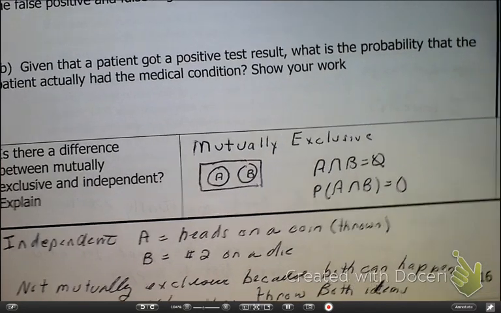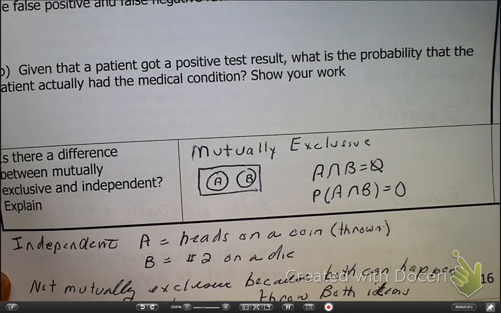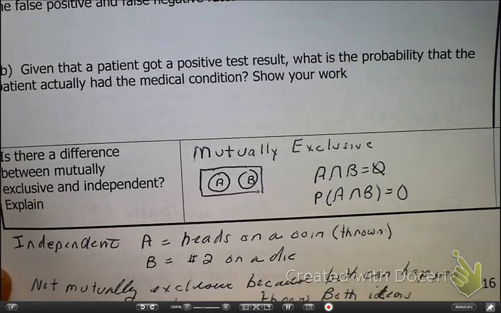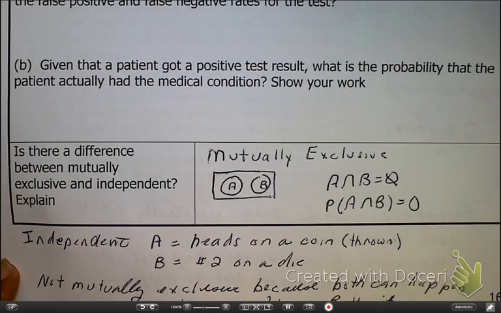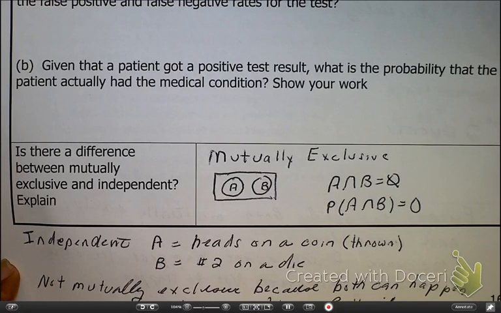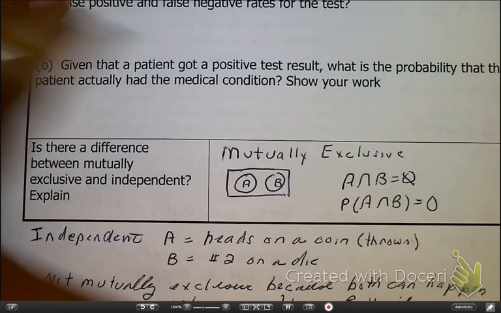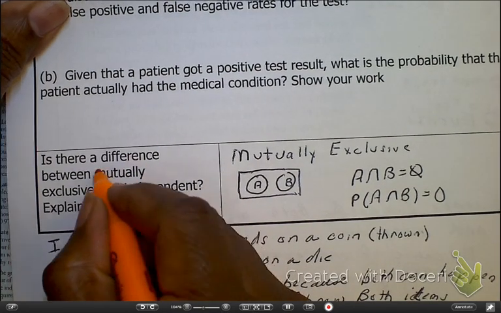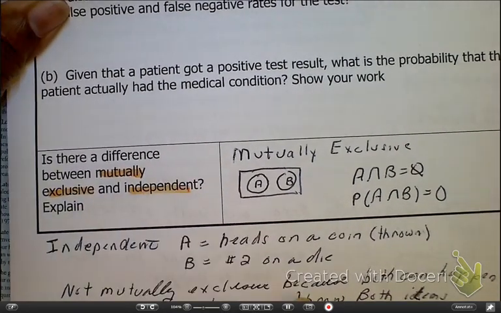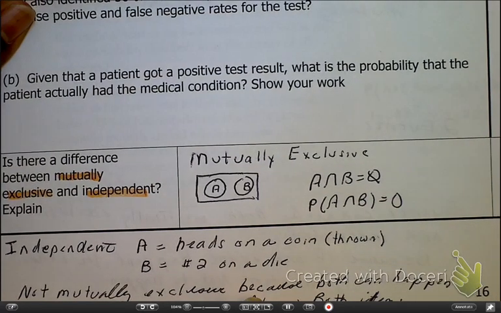Okay, guys, let's go. Now the first concept that I want to talk to you about, I'm not sure if it's at the bottom of page 16 or at the top of your page 16, is the difference between mutually exclusive and independent events.